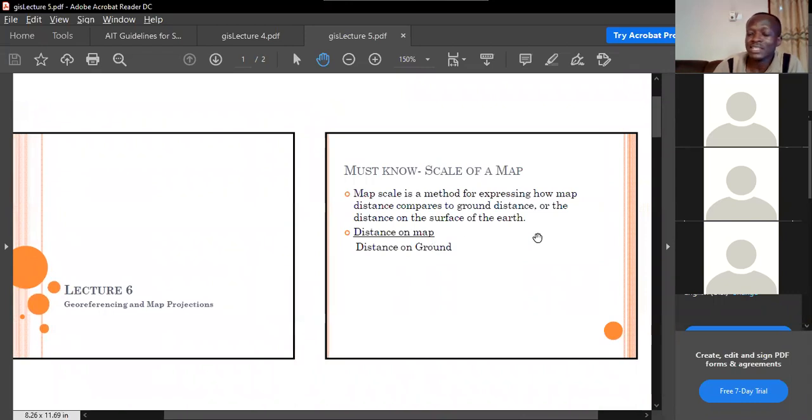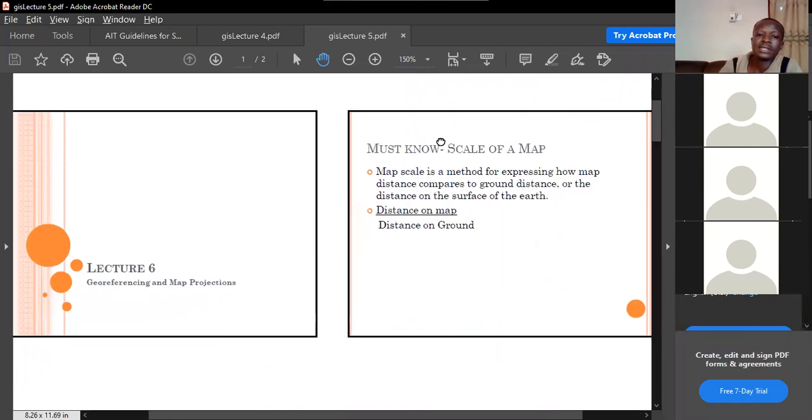Okay, anyway, guys, let's quickly talk about this one. Since you are okay with the raster model, points, lines, and polygons. Yes, go ahead. I'm listening to you. All right, let's carry on.